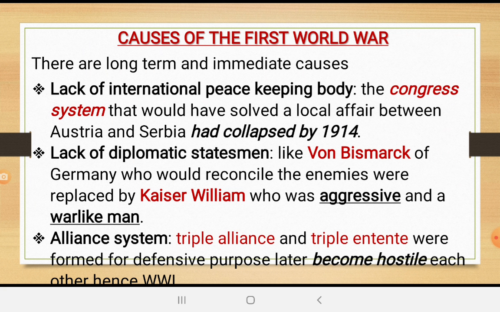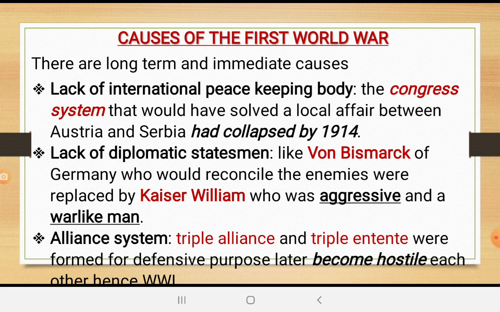What are the causes of First World War? Causes of First World War can be categorized into two categories. One are long-term causes, others are immediate causes. So let's start with the long-term causes. Cause number one, First World War was caused by the lack of international peacekeeping body. Lack of international peacekeeping body.